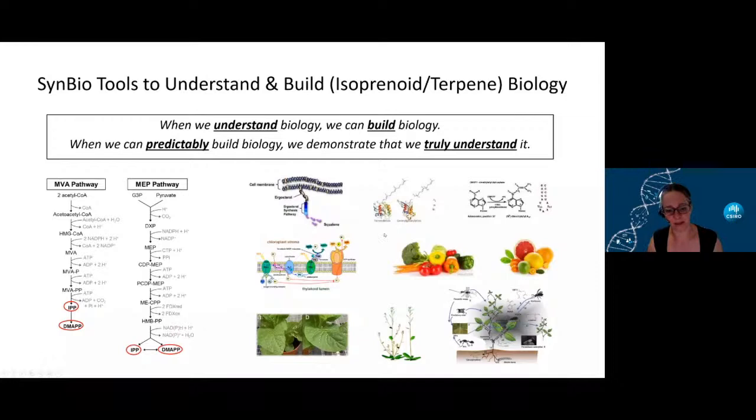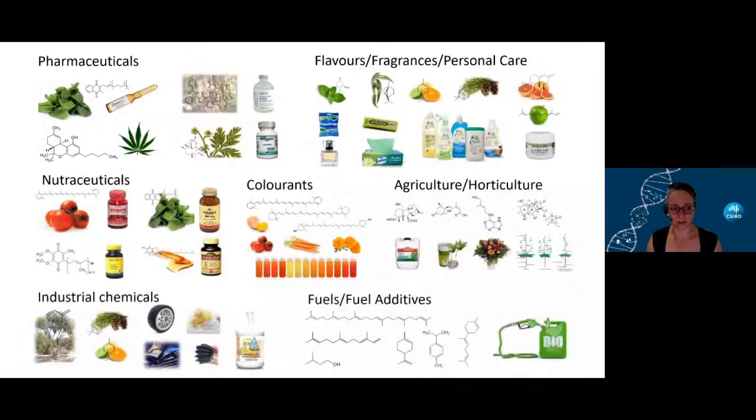But they also have a lot of potential for industrial applications, from high value, relatively low volume products like pharmaceuticals, and artemisinin is the classic one there, all the way through to fuels and fuel additives that are very high volume and much more challenging to achieve in terms of the rates, yields and titers required. And then everything in between in terms of industrial chemicals, agricultural chemicals, food additives, etc.